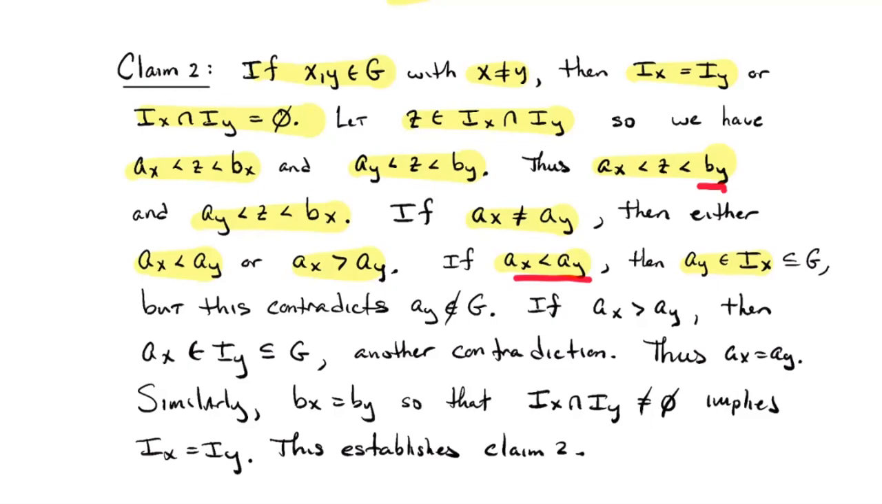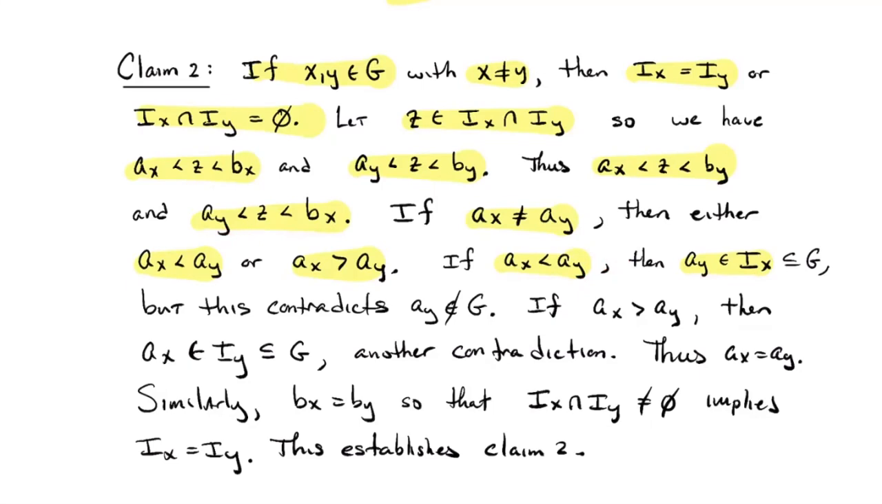I just lost it. Let me try it again. If a sub x is less than a sub y, I want to get that a sub y is less than b sub x. Here it is. Sorry, I couldn't find it. A sub y is less than z, which is less than b sub x. So a sub y is less than b sub x, so it's in the interval I sub x.